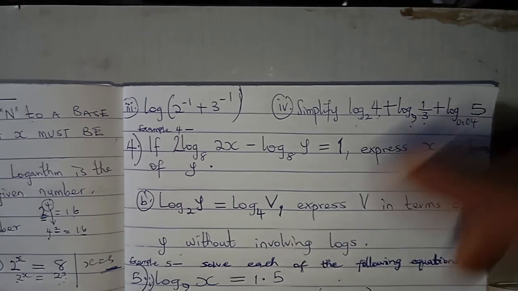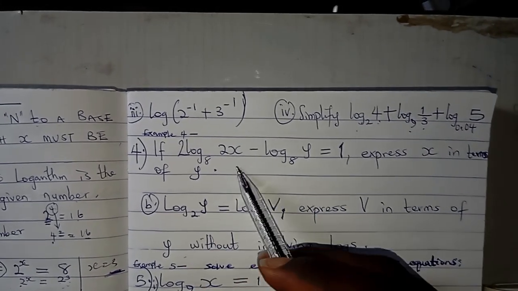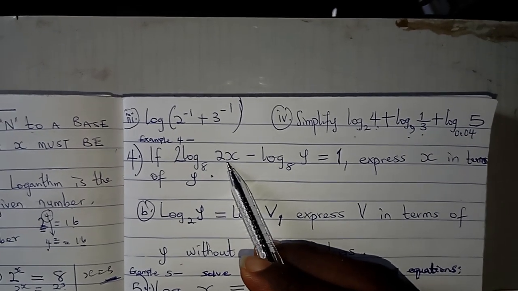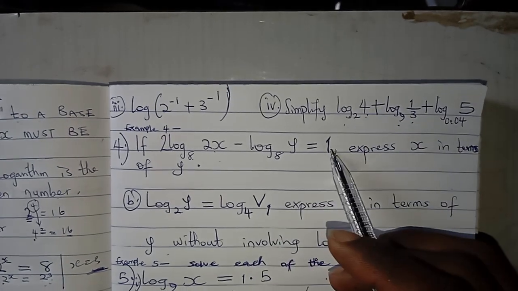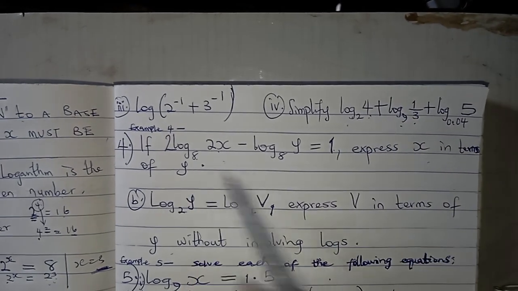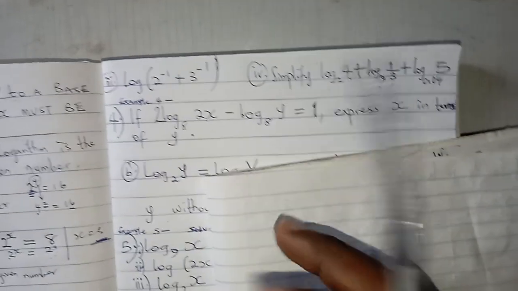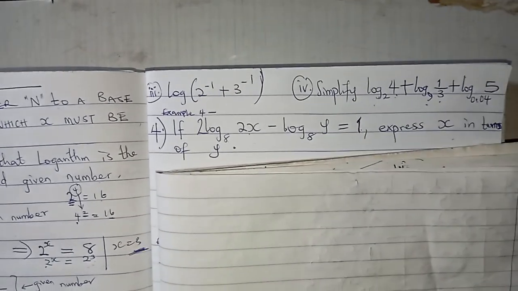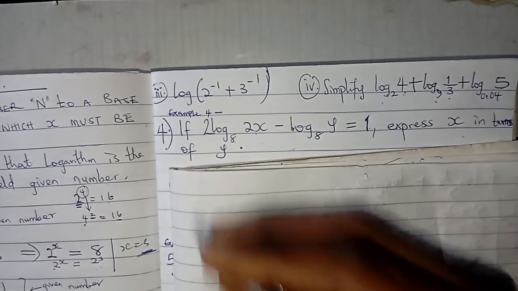So we have, if 2 log 8 2x minus log 8 y is equal to 1, express x in terms of y. Whatever they tell you to express in terms of anything should not confuse you. It's not your business. Just remember that what you need to do is apply the laws of logarithm. That's what you should have in your mind.